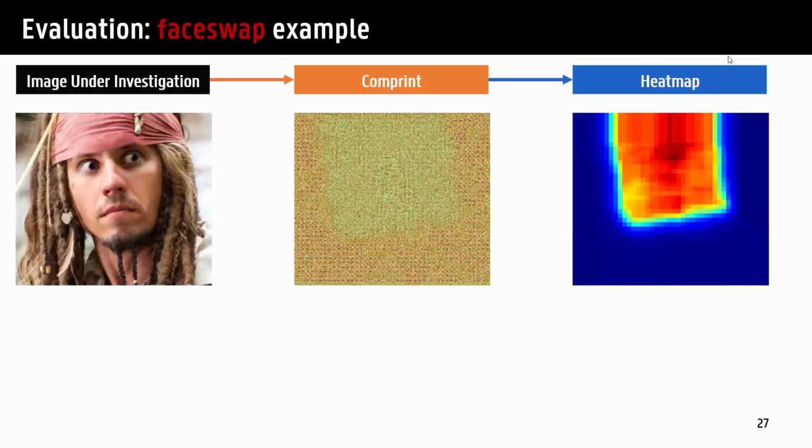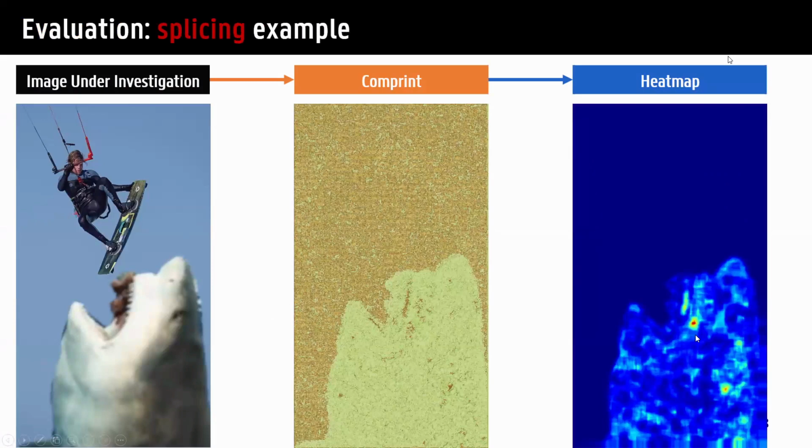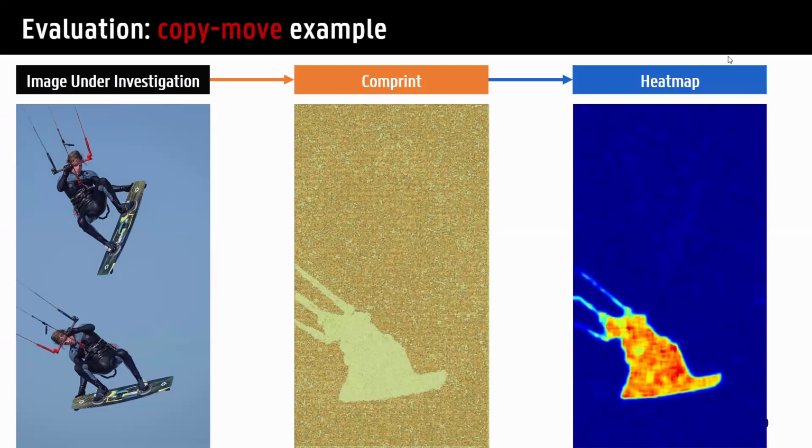So first, I will show some cherry-picked examples. For example, here, which I already showed before, we have a face swap example, and we can clearly see a difference in the Comprint, and this is also highlighted in the heat map. We also did a splicing, as I've shown in an example before, and we can clearly see the outline of the shark. Also, a copy move example here, we simply copied the kite surfer from the same image, and we can clearly see that this lights up in the heat map.